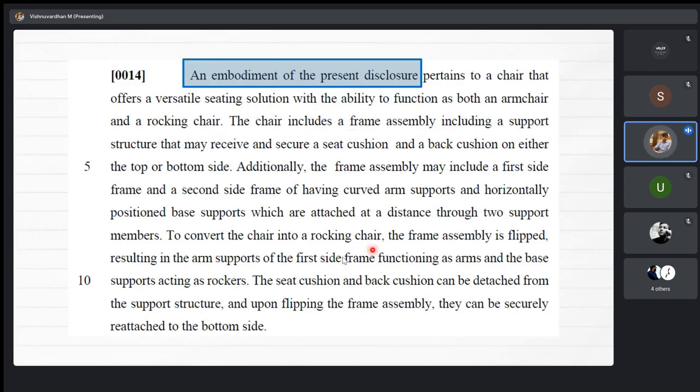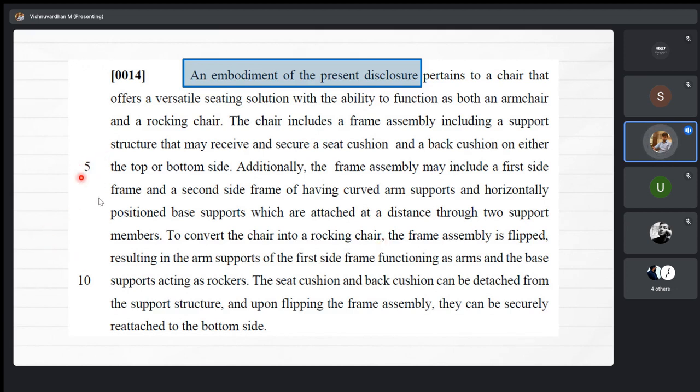Again, they've explained basically what it does, and how it happens. How do you convert the chair into a rocking chair? Basically, the whole frame is flipped, and then the cushions are replaced on the top. So it becomes an armchair, and when you flip it upside down, it becomes a rocking chair. So they've explained how it happens. Okay, all this goes in the summary.